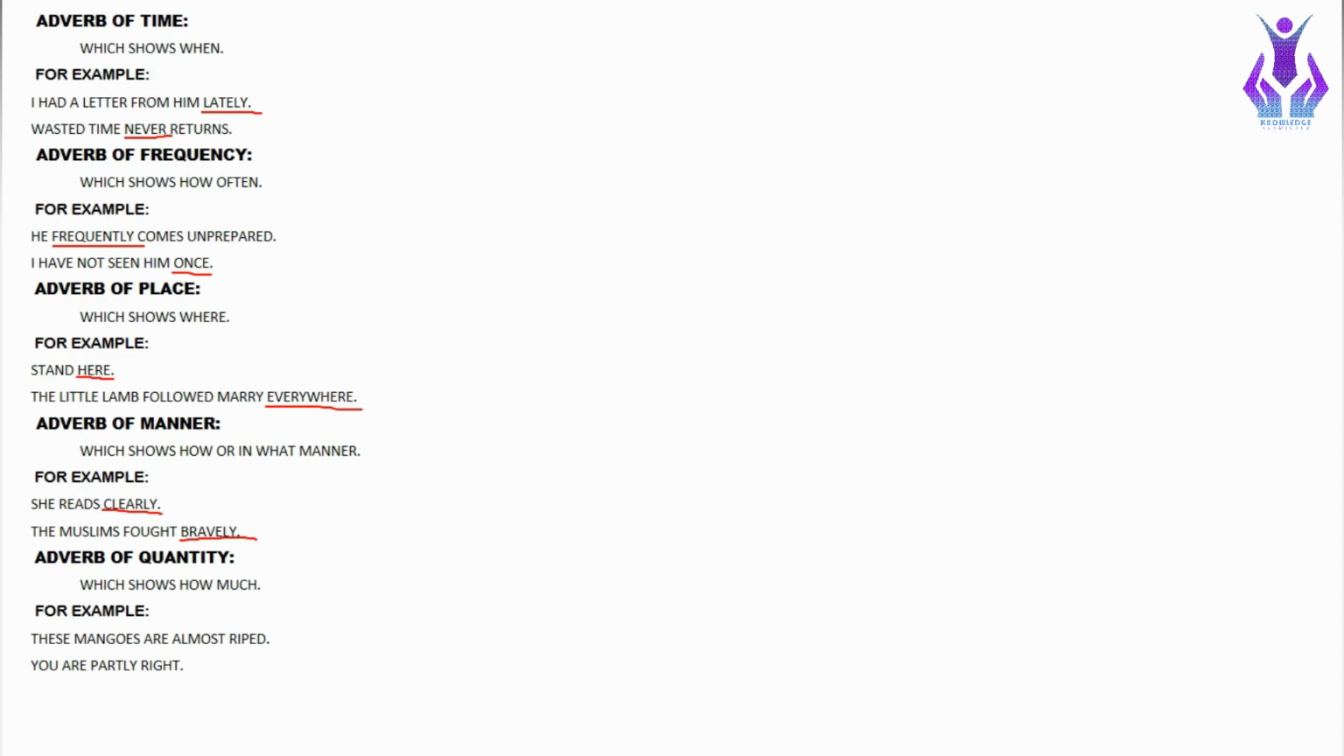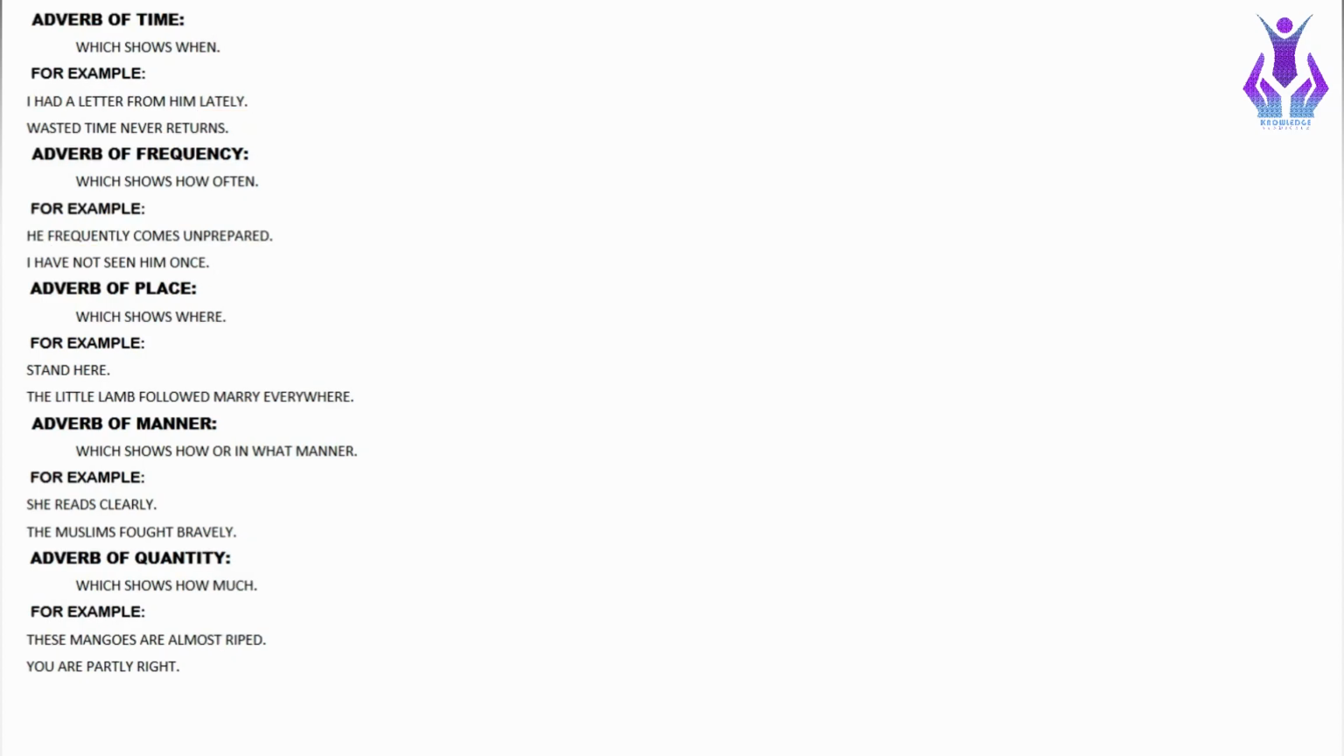The last kind of adverb is adverb of quantity, which shows how much. We can guess from its name that adverb of quantity shows us how much, or it is also called adverb of degree, in what degree or to what extent things are. For example, these mangoes are almost ripe. Here almost is our adverb of quantity. The next is you are partly right. Here the word partly is our adverb of quantity. These are the 5 kinds of adverb.